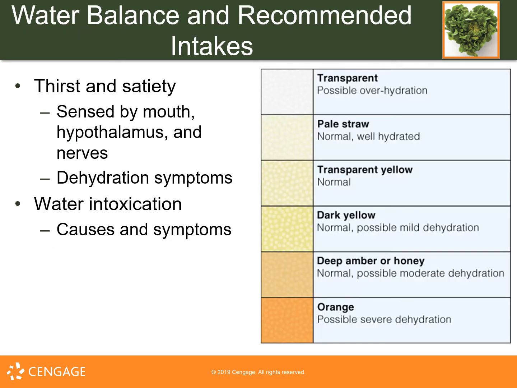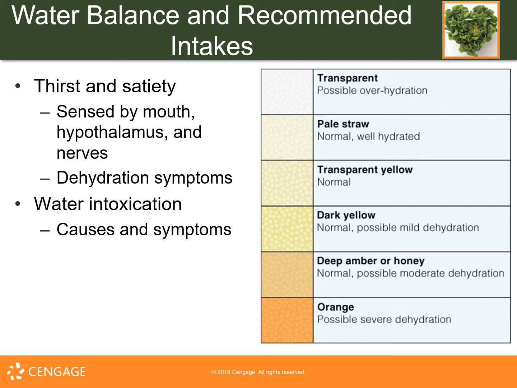Water balance and recommended intake. I do want you to know that the hypothalamus, which is a small region in the brain, is responsible for what we learned in former chapters about hunger and appetite. So it affects our dietary patterns and our choices. It also affects our ability to feel thirsty and the satiety feeling that we get from drinking water. It's sensed by receptors in the mouth that communicate with the hypothalamus, and also nerves. Okay, so it's part of the central nervous system feedback system.